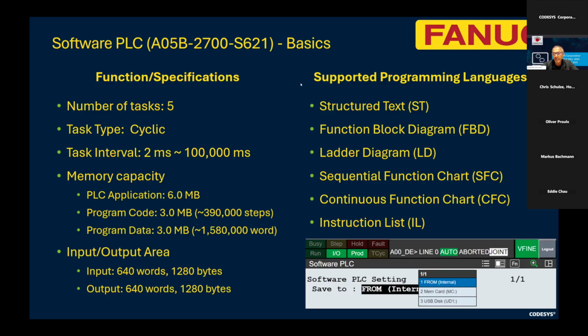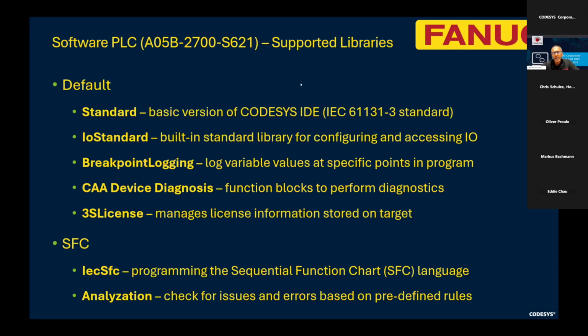Additionally, the latest software feature now has the ability to select where files can be saved, and which include the FROM memory, a memory card, or USB, as shown here in the lower right. Additionally, software PLC contains the following supported libraries. By default, the standard, IO standard, breakpoint logging, CAA device diagnosis, and 3S license are included. SFC includes the IEC SFC and analyzation tools.